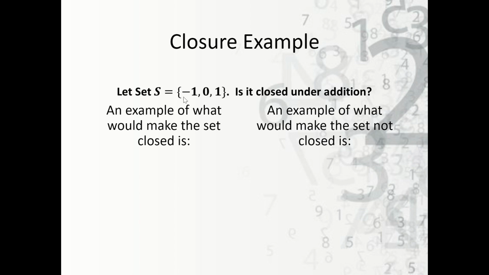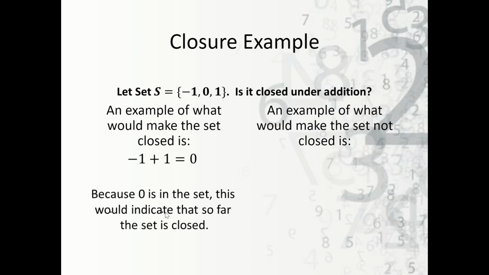If for some reason, though, I end up adding two numbers together and the result is outside the set, so let's say I add something together and I get 6. Well, 6 is not in the set, so therefore it is not closed. So an example of what would make the set closed would be -1 plus 1 equals 0. Because 0 is in the set, it looks like it might be closed.